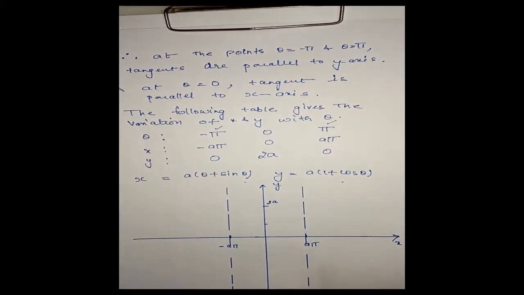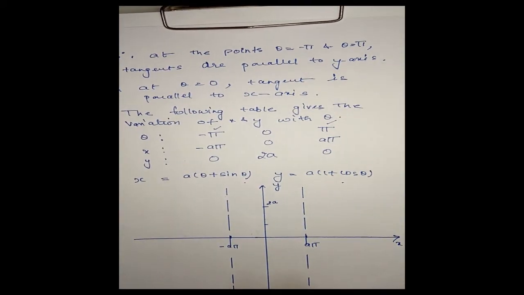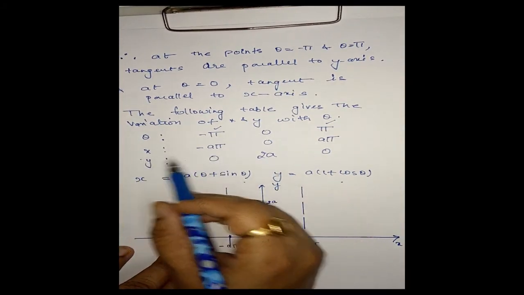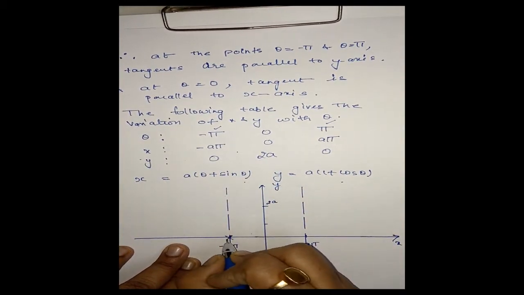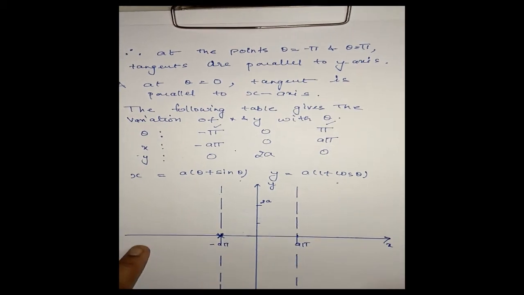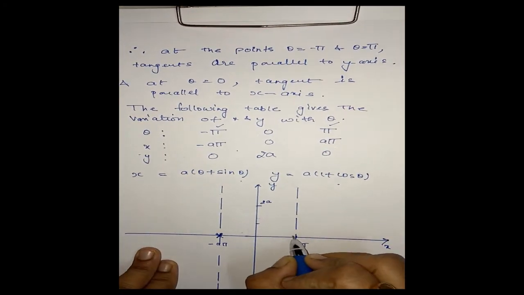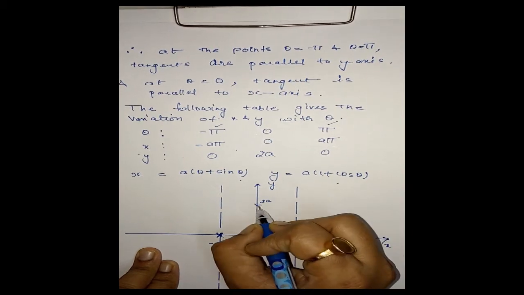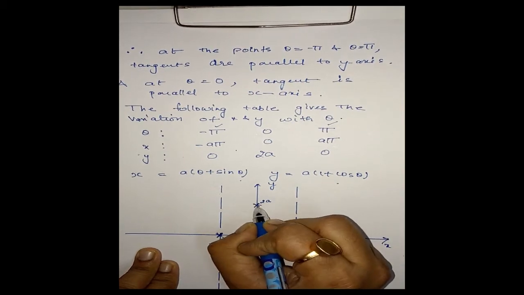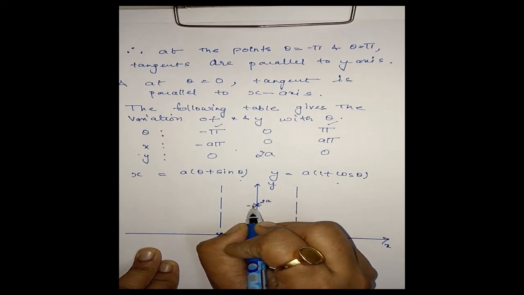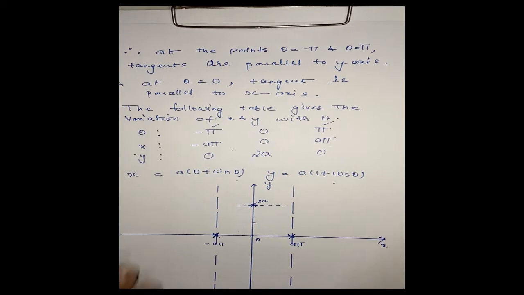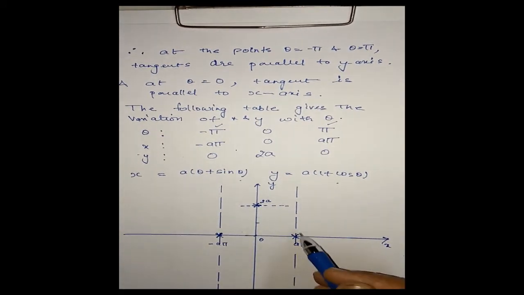These are the 2 tangents parallel to the y-axis. Now, at x equals minus a pi, y is 0. That means I have this point. And in the same way here also. And at the point 0, my point is 0, and at this point the tangent is parallel to the x-axis.